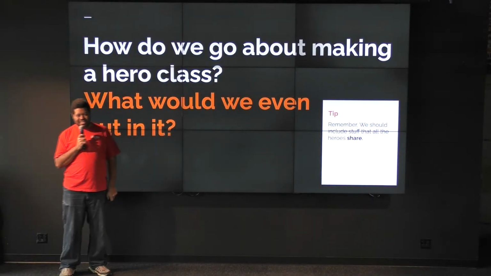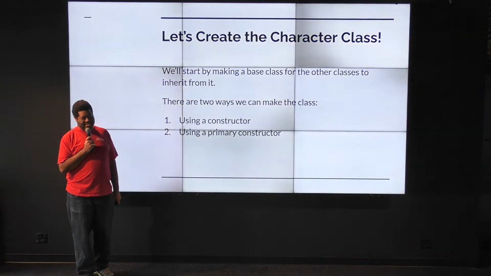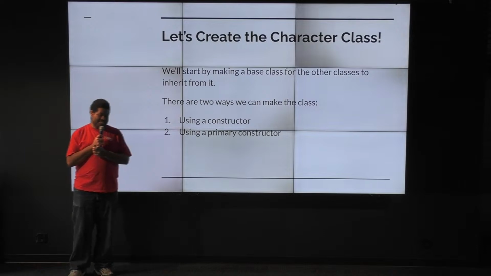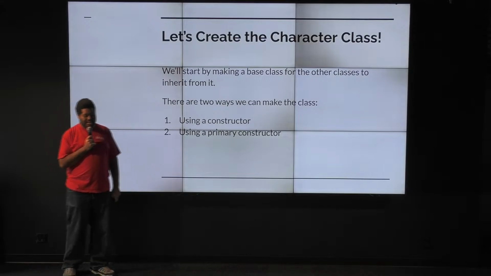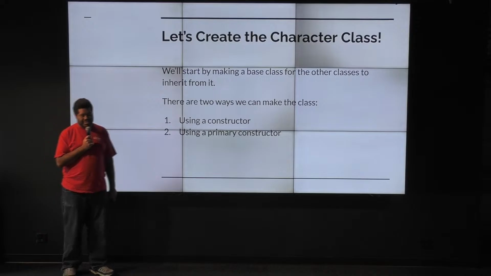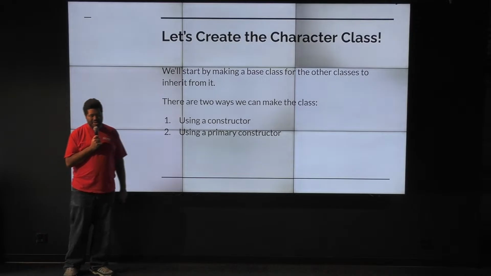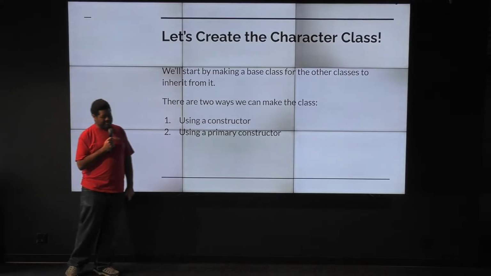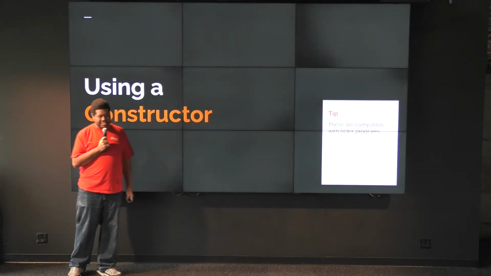But how do we actually go about making one of these? What do we even put in it? Well, let's create one. So we have two ways you can do it. There's the constructor way, which is the default way, and there's a primary constructor, which you can only really do in C# 12 and above, but that's the more simple way. So let's make it using a constructor.